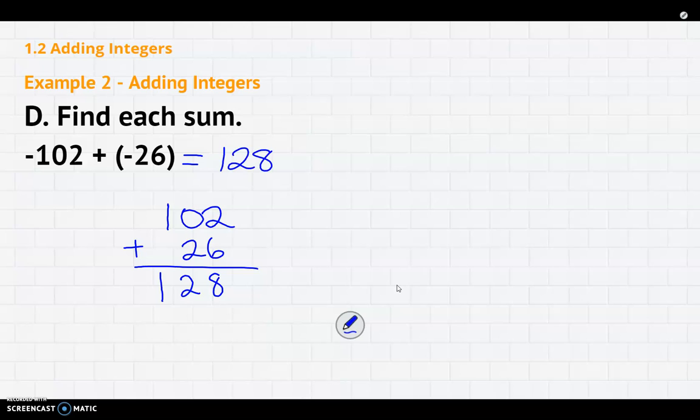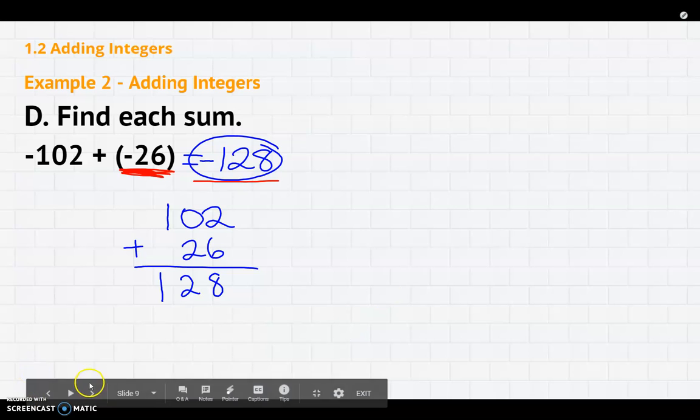Now the other part of that rule said add them and then use the sign of those two numbers. Well, the sign is negative, so that means our answer should be negative. Which makes sense if we think about it on a number line. We're going to the left, 102, way down in the negatives. And then we're adding more negativity to it, negative 26. So we should continue to go in the left direction and go all the way down to negative 128. So you can think about it using the number line method as well.